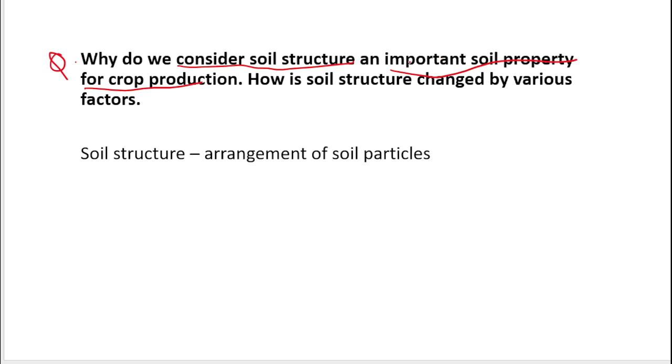क्या क्या importance है soil structure की crop production में? And how is soil structure changed by various factors, that is factors affecting soil structure. So I have discussed this thing in detail in my agriculture optional course.